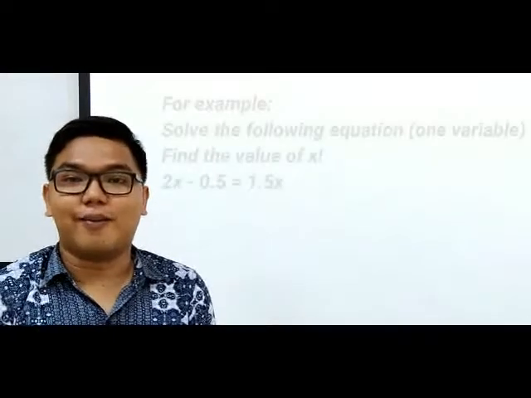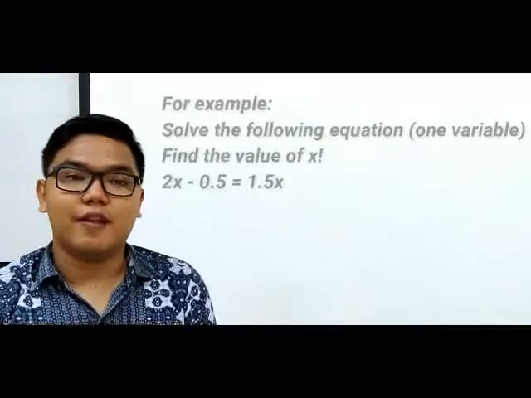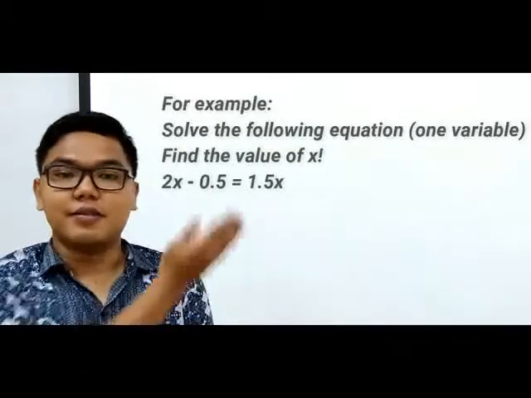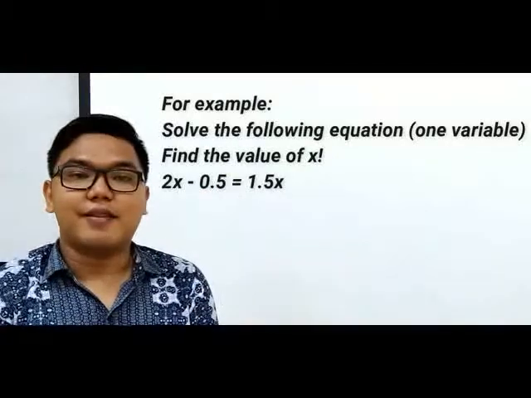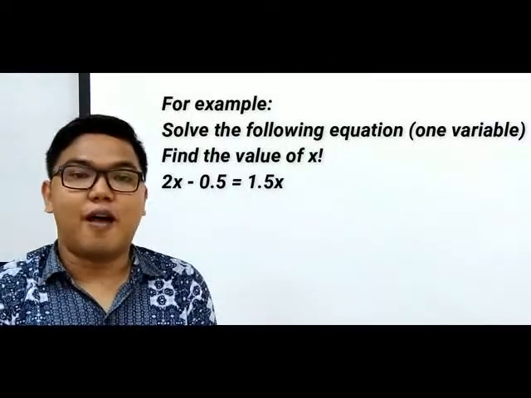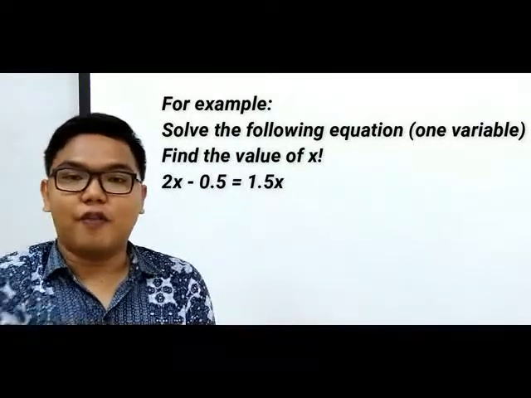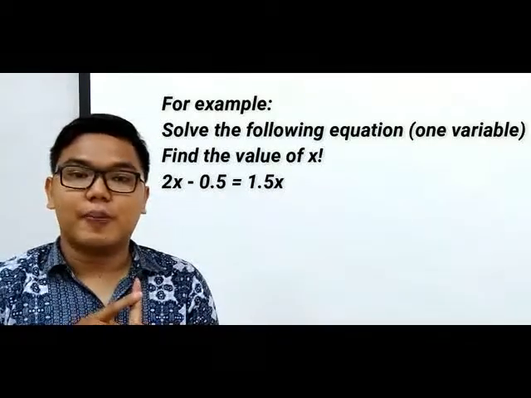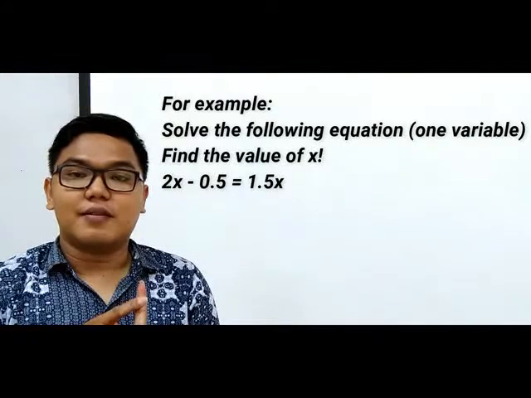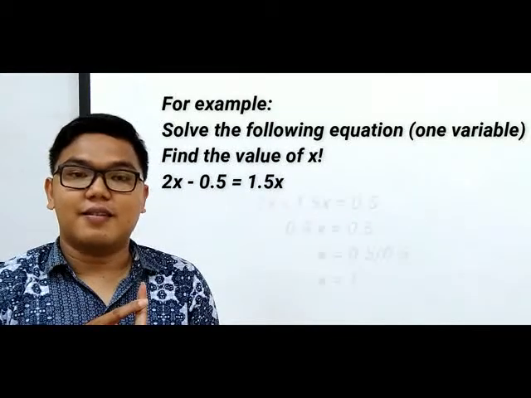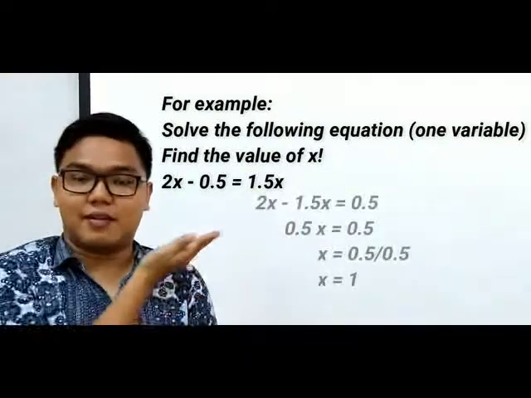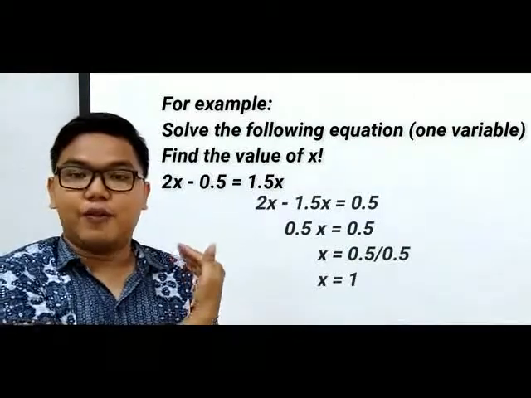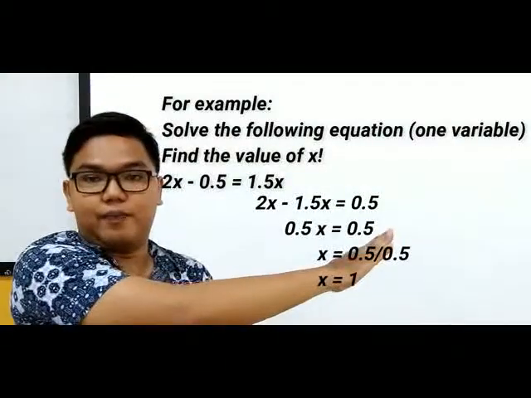Okay, let's discuss the equation. The first one is a one variable equation. Given the equation 2x minus 0.5 equal to 1.5x, find the value of x. How to solve it? The first thing that we need to do is to classify the x. We have to move x over here and move the constant term over there.